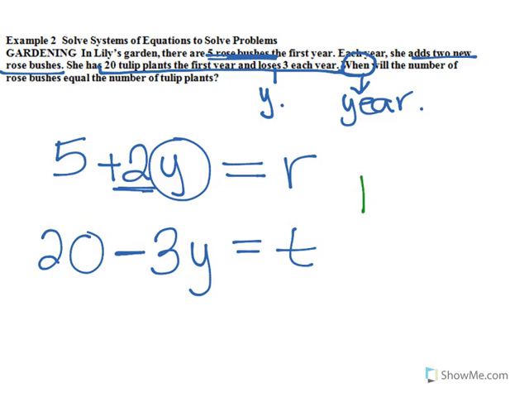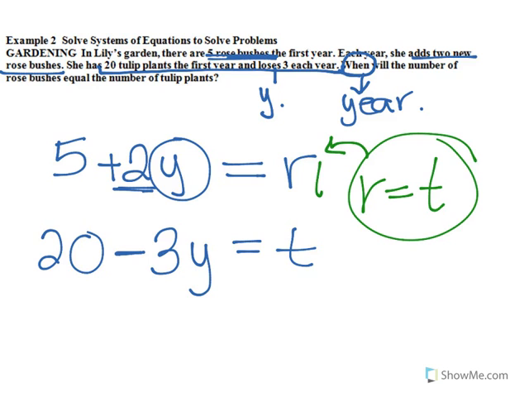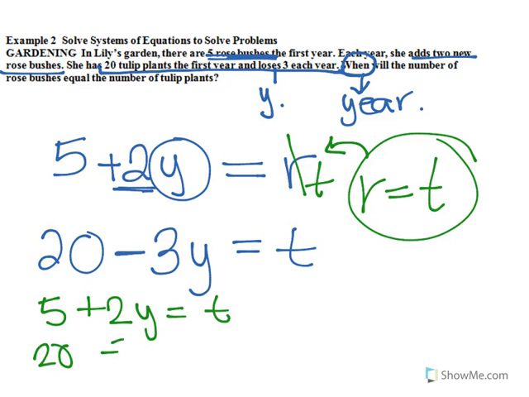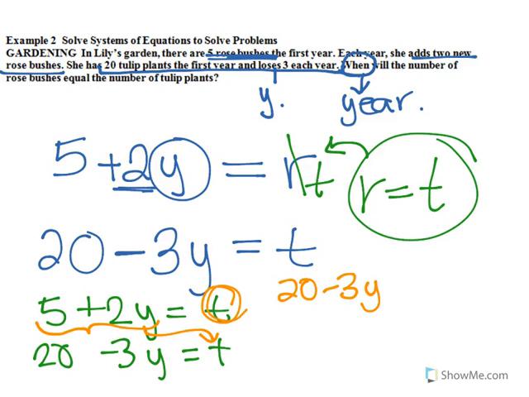We want to find out when r is equal to t. So we can substitute. So instead of having r, we can substitute it with t. So now we have everything with just 2 variables. Here, it's evident that t is isolated in both cases, so substitution seems to be the easiest choice. So instead of having t right here, we will substitute that with 5 plus 2y, so we have 20 minus 3y is equal to 5 plus 2y.